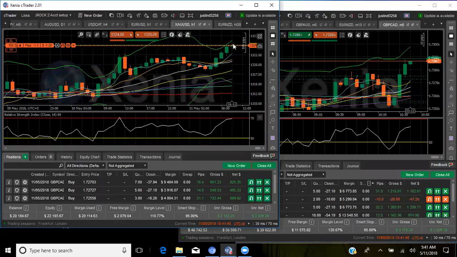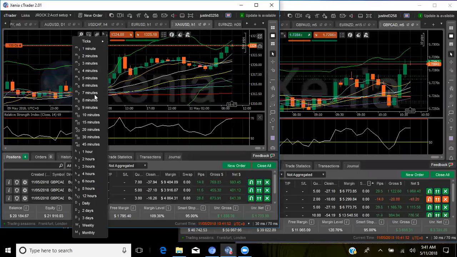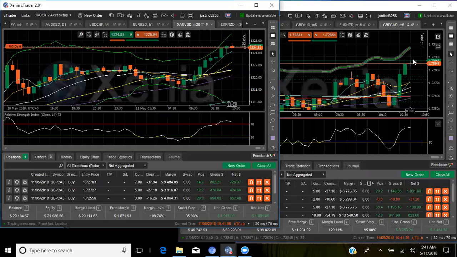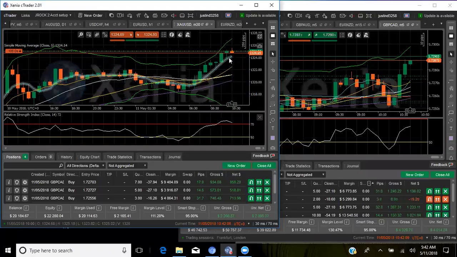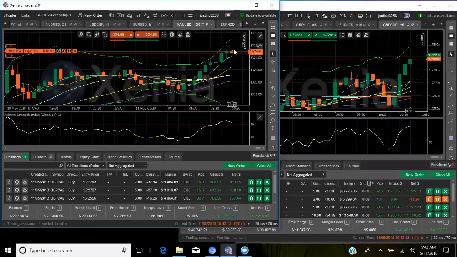So nice little channel up on the 1 hour. I believe we're at resistance. And you keep going up. Let's see. So 30-minute time frame. It's still holding that channel support at 5. But again, I think we're right at resistance, all your moving averages. So we should drop off pretty good here.